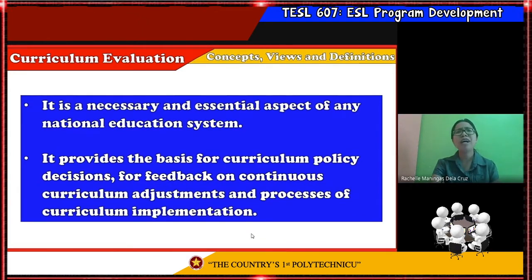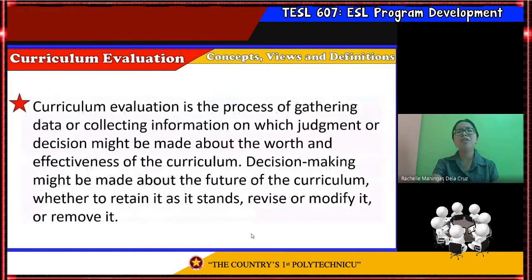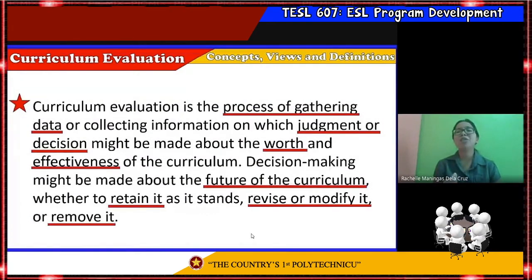To summarize all their views and definitions, we can say that curriculum evaluation is, of course, a process of gathering data to judge or decide whether the curriculum has achieved its worth and effectiveness. It could also lead to decision making, whether to retain the curriculum, revise it, modify it, or totally remove it.